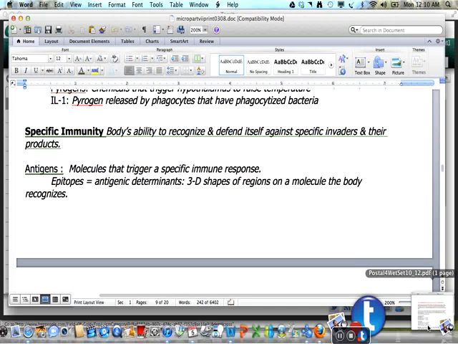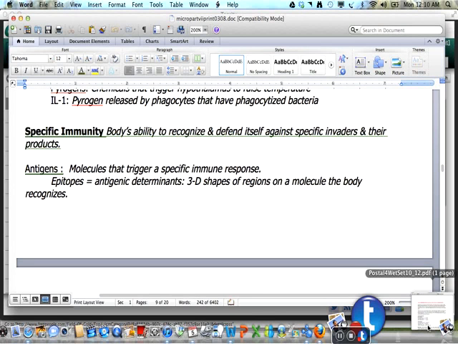This is part C of the microbiology lecture for Unit 7. Specific immunity is the body's ability to recognize and defend itself against specific invaders and their products. Antigen literally means generates antibody. Antigens are the molecules that trigger a specific immune response.